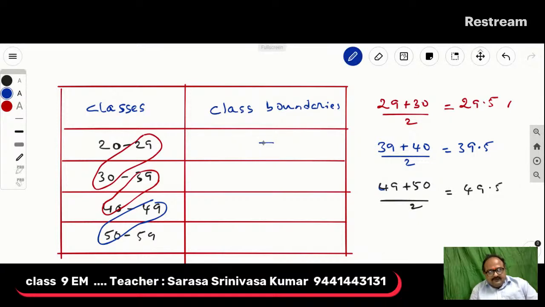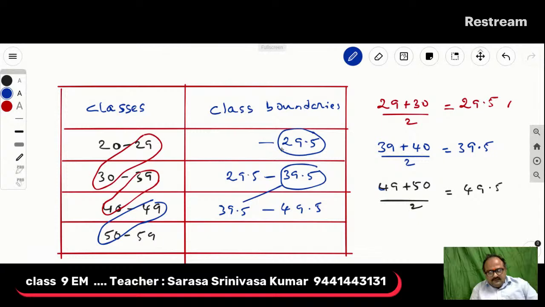The upper limit for this boundary is 29.5. Next class interval, we write 29.5 to 39.5. And next, 39.5, we take this and we write here 39.5 to 49.5. So here also these two are equal. You observe these two.